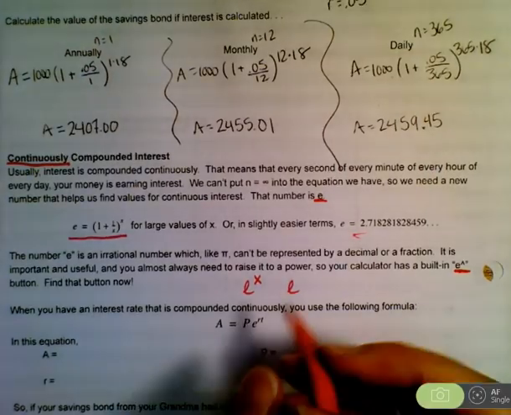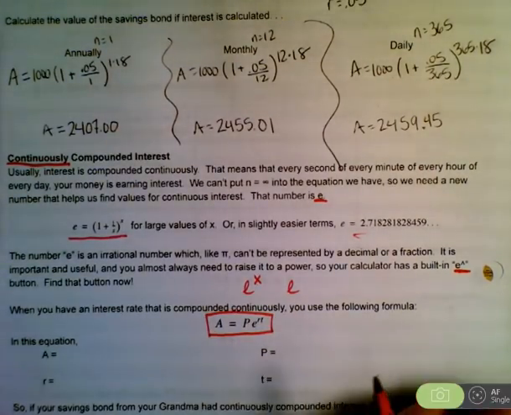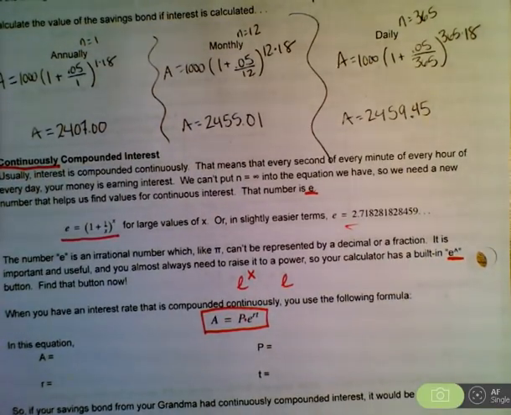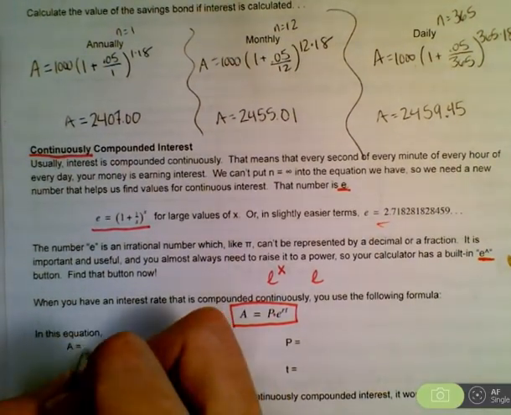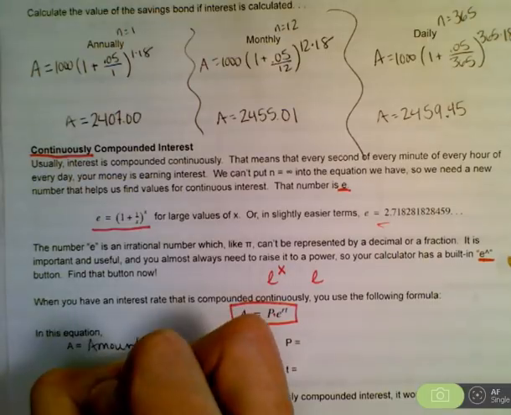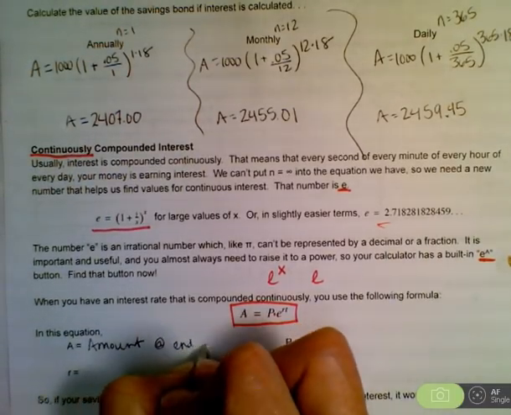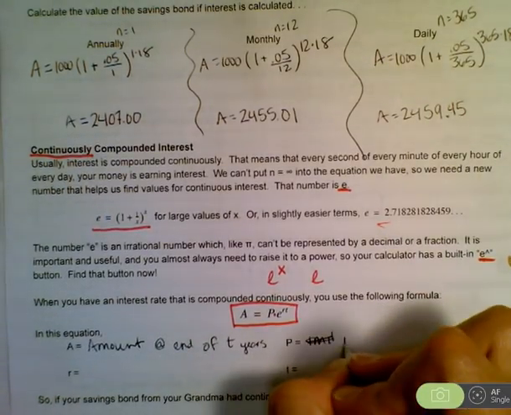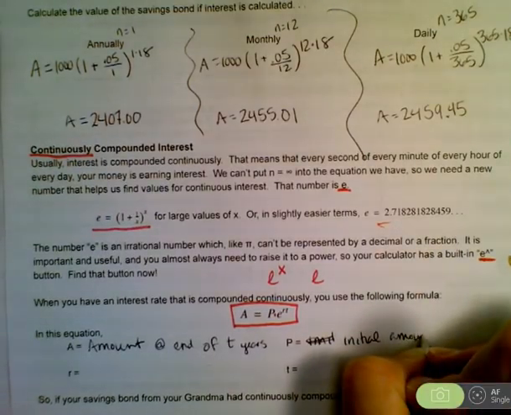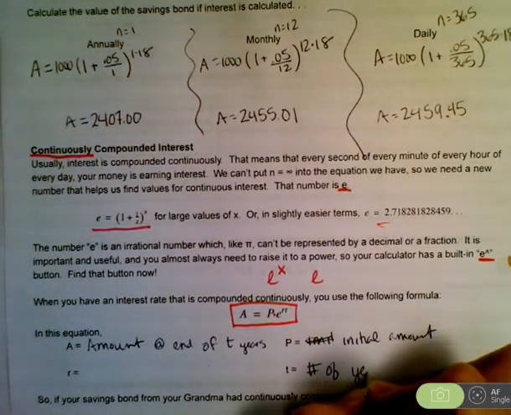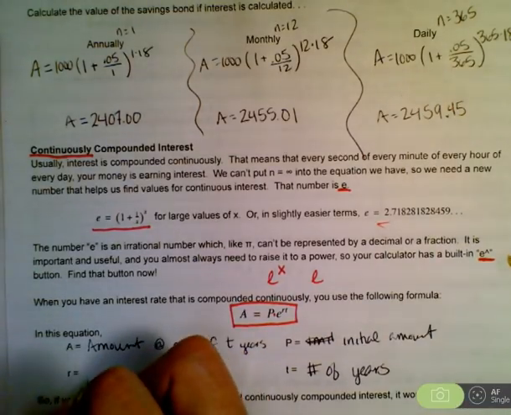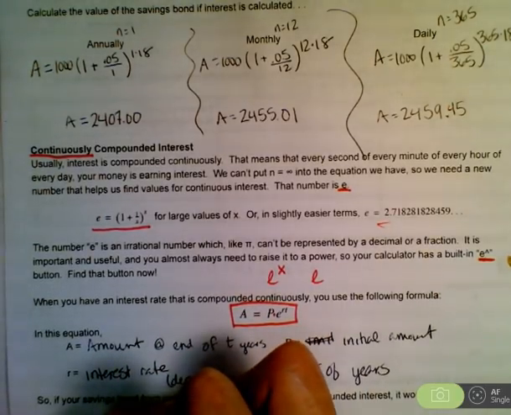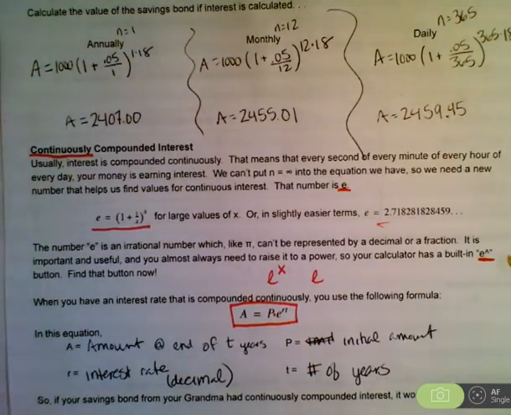So when you have an interest rate compounded continuously, we skip the other formula and we go straight to this: A equals P times e to the RT. And in this equation, just like in the other ones, all the letters represent the same thing. A represents the amount at the end of t years. P represents the initial amount. T represents the number of years your money was in the account, and R represents the interest rate. Again, remember that it has to be a decimal, so we always convert from percent to decimal first.